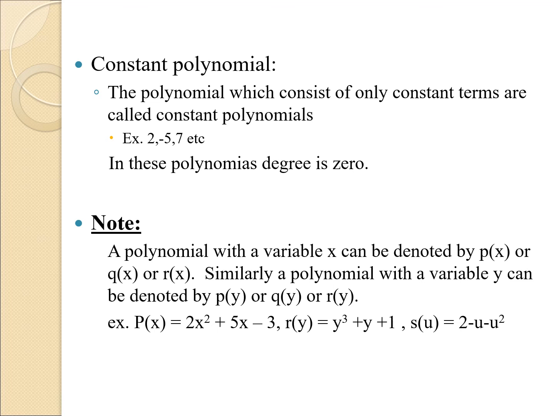p of x is equal to 2x square plus 5x minus 3. If any polynomial is given where the variable is x, it can be written as p of x. Similarly, the polynomial y cube plus y plus 1 can be denoted by r of y or p of y. One more example: 2 minus u square can be denoted by s of u. The variable is mentioned in the bracket. Do remember, this is also very important.